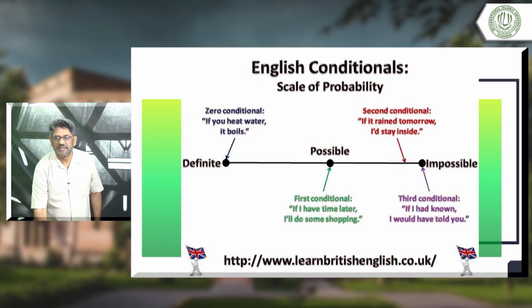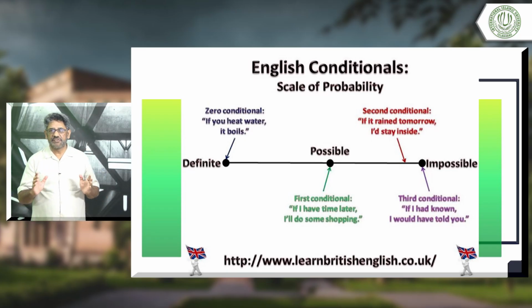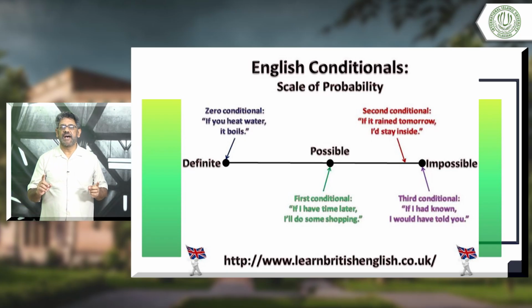We move on. English conditionals, scale of probability. Now this is very interesting. Please try to grasp some idea. I have on the screen a line: definite, impossible. On my left is definite, on my right is impossible. Now, what is in between, I'll tell you. Definite is zero conditional. Like I told you, if you heat water, it boils. This is a scientific truth. It will always happen like that.